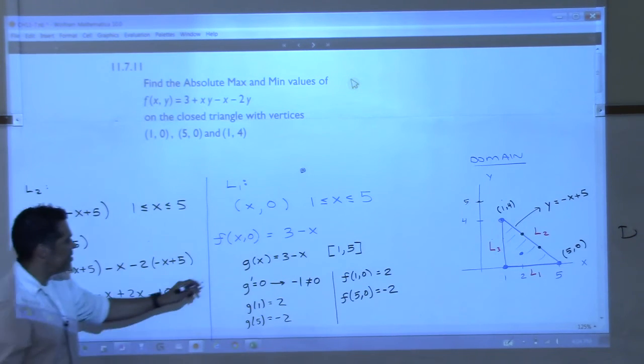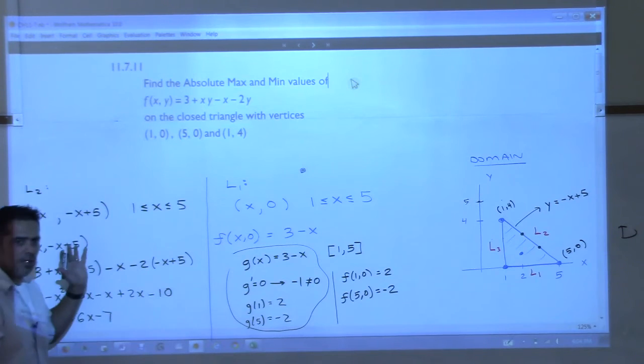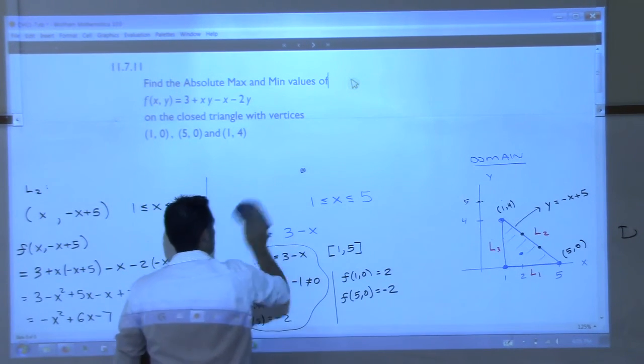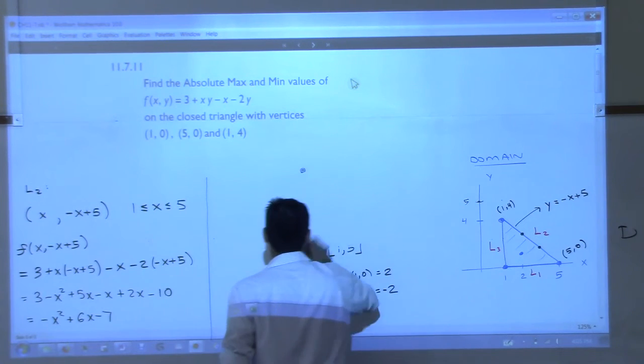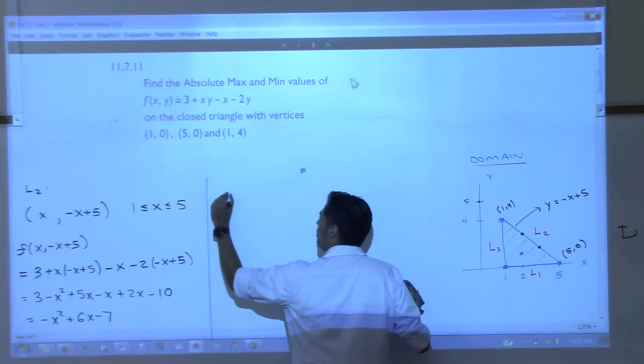So do you all want me to do this again with the g? Was that helpful, or do y'all care? I'll stick with what I have, all right? I'm just going to keep doing it. So I'm going to define a function, let's use something other than g.